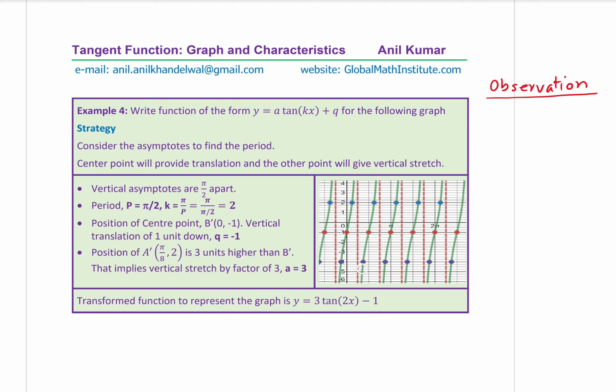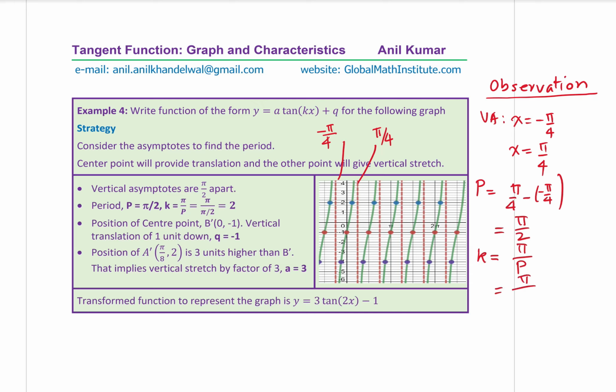So that gives you the period. The period will be the difference between the two, right? Which is pi by 4 minus of minus pi by 4, correct? When you do that, you get the value as pi by 2, so pi by 2 becomes the period. From here, you can find the value of k. k will be pi divided by the period. In this case, we know the period is pi by 2. So pi divided by pi by 2 gives you 2. So we have found the value of k in this particular equation using vertical asymptotes. So the first value we have found.